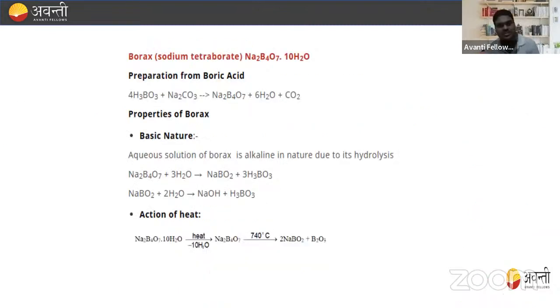Now, the next compound studied in group 13 is borax, which is nothing but sodium tetraborate. We prepare borax from boric acid, and just the opposite, we prepare boric acid from borax as well. We talked about its basic nature and the action of heat, that is what happens when borax is heated. Whenever borax is heated, it converts into Na2B4O7, and when heated again, it converts into B2O3, right? That is sodium borate and B2O3.